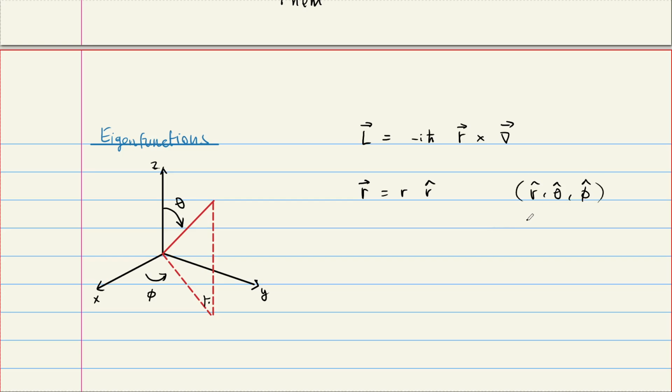Or you can use it from the mathematics books. The result is something like that. Nabla is equal to r hat del r plus theta hat 1 over r del theta plus phi hat 1 over r sine theta del phi.